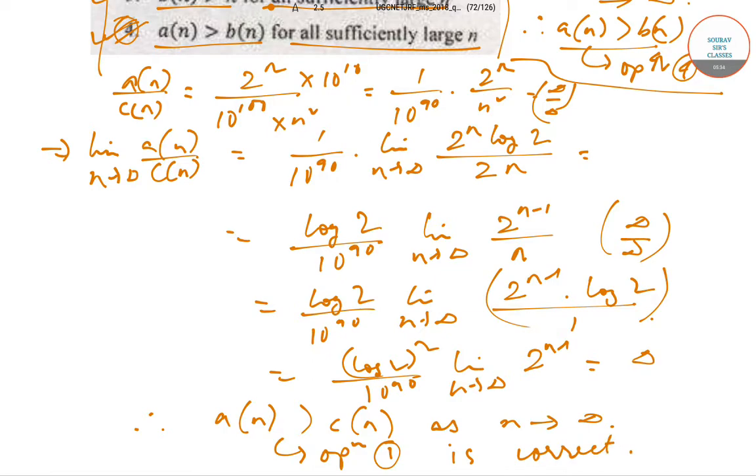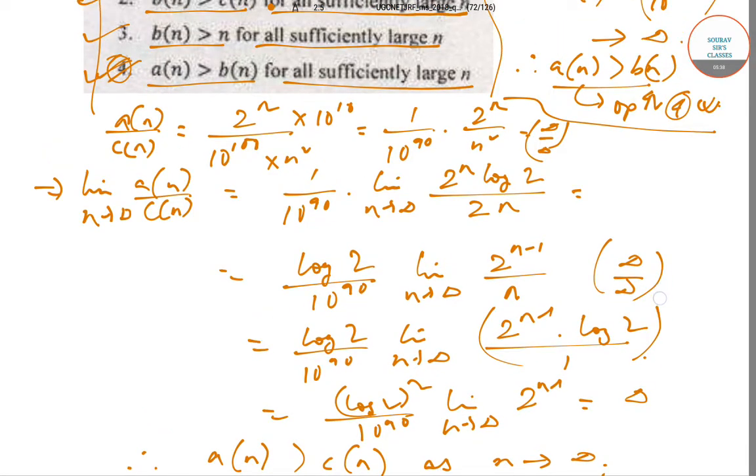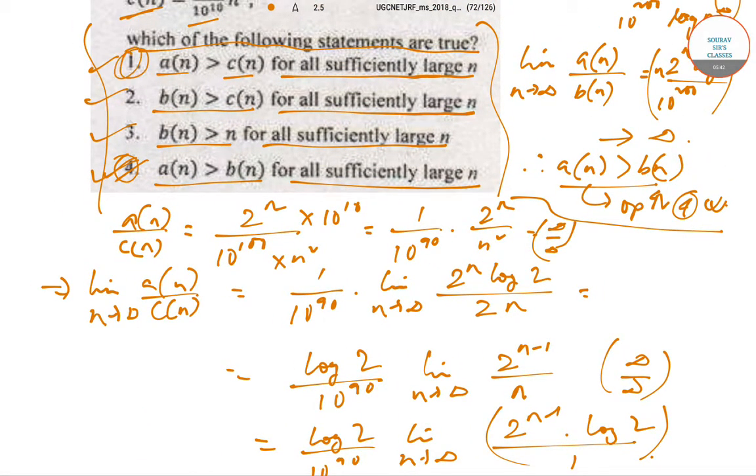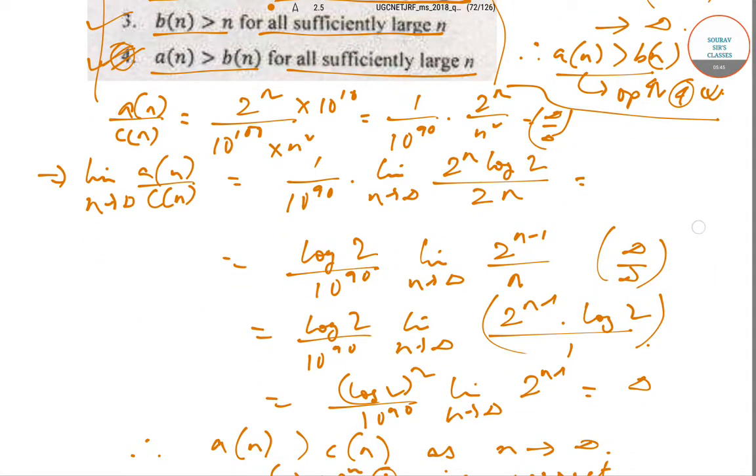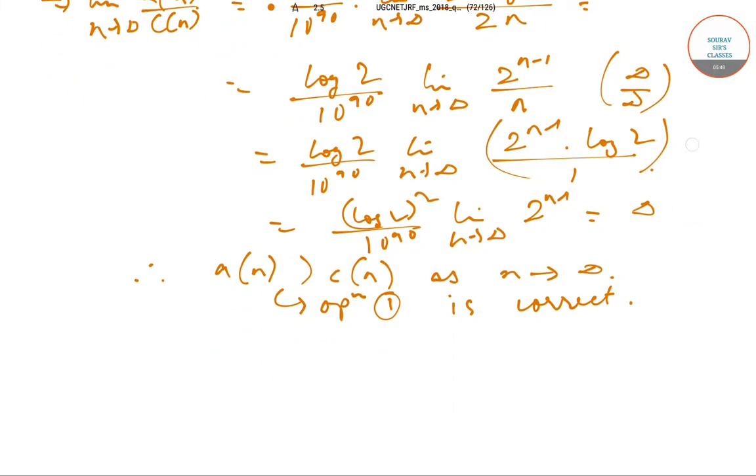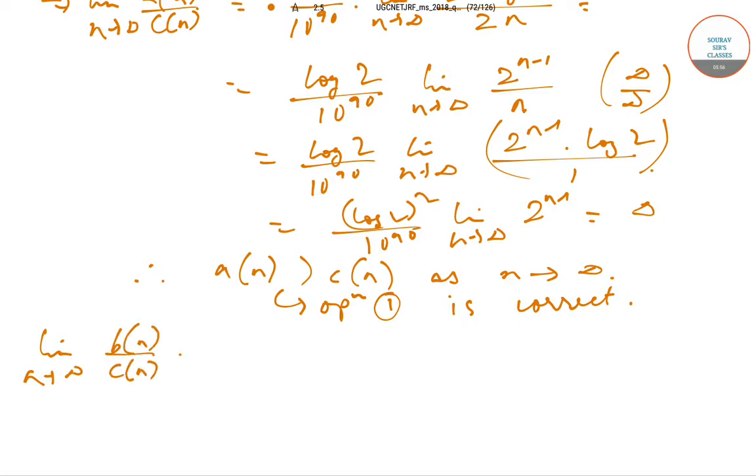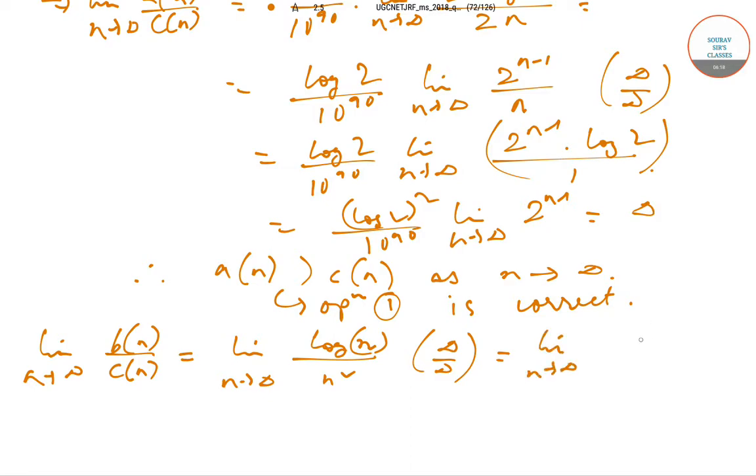Now let's shift our focus to option 2, where it has been said that b_n is greater than c_n. Now let us find out if b_n is greater than c_n. So limit n tends to infinity b of n by c of n will give us limit n tends to infinity log of n by n squared. So this is basically of the infinity by infinity form. So we'll apply the L'Hospital rule. By applying it, this will give us 1 by n over 2n. So as you can see, if we put n equal to infinity over here, this will tend to 0.